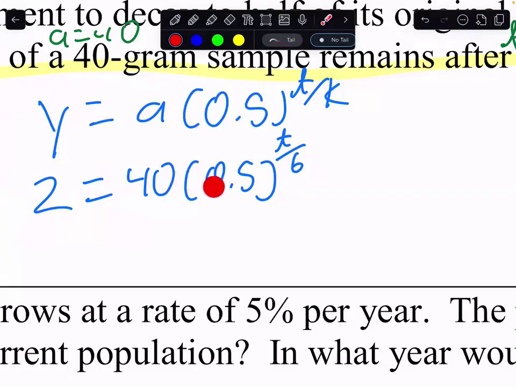Okay, so common mistake, you cannot multiply the 40 and the 0.5 to get 20. The 0.5 is first affected by the exponent. And remember, order of operations, exponent comes before multiplying. So you cannot multiply the 40 into the 0.5.